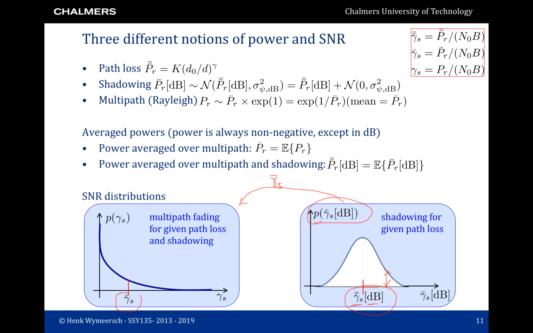So now on the x-axis you see here gamma bar S. This is the realization of the SNR due to path loss and shadowing. On the x-axis you see here gamma S, which is now a random variable with a certain density P of gamma S. This here is an exponential distribution. So the distribution of the SNR after multipath fading, given path loss and shadowing, has an exponential distribution. If we want to draw a realization, we first compute the SNR due to path loss and shadowing from the path loss equation, generate a value from this Gaussian distribution in the dB domain, go to the linear domain, and then generate a value from this density here, and that gives us a realization of gamma S.